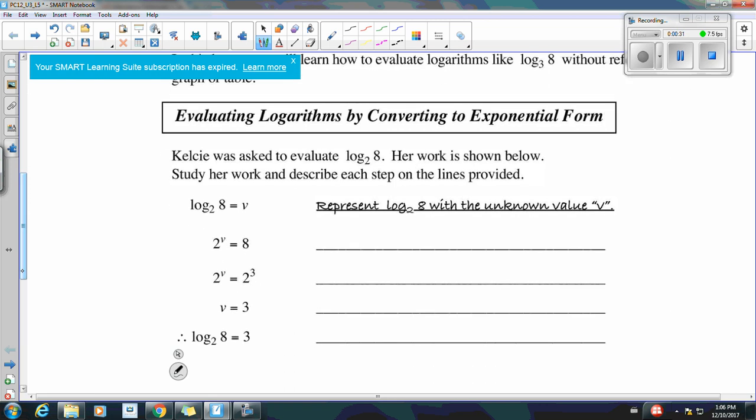So, evaluating logarithms by converting to exponential form. Sometimes we are just asked to calculate what a logarithm is. To do that, if you're given an expression like log base 2 of 8, you always start by making it equal to something. Once we have it equal to a variable, we can change to exponential form, which is what was done here.